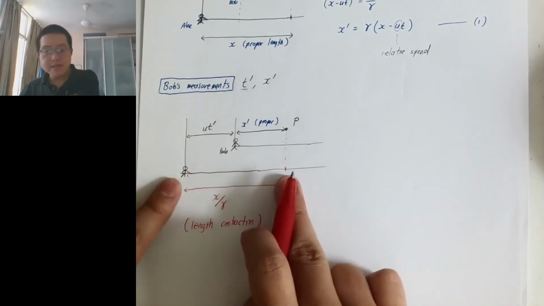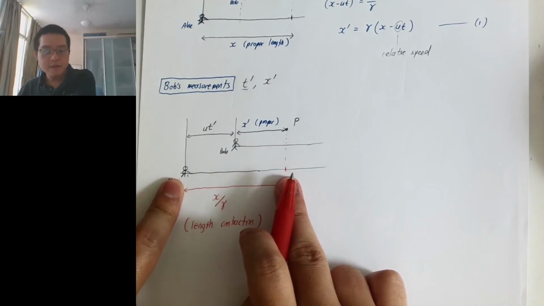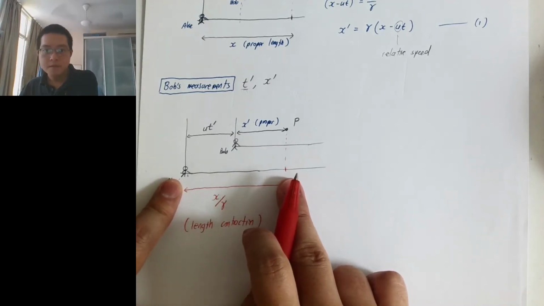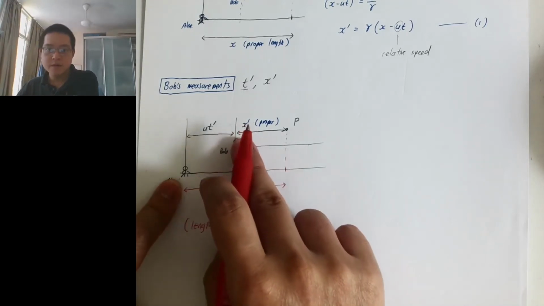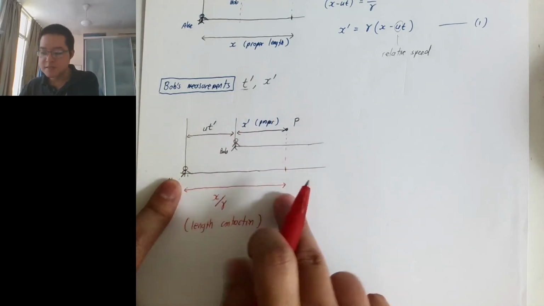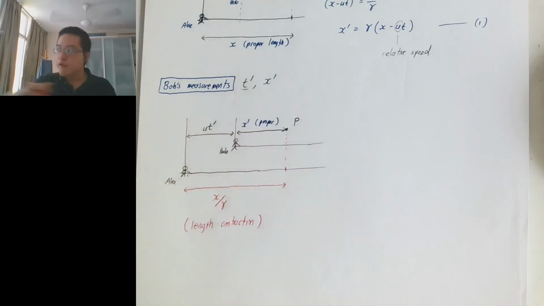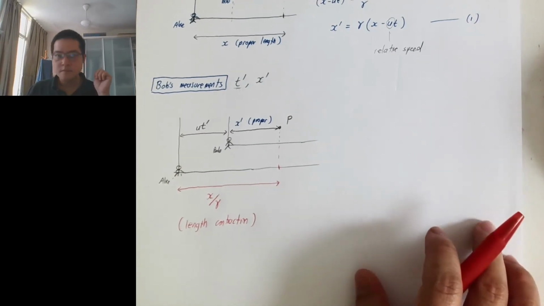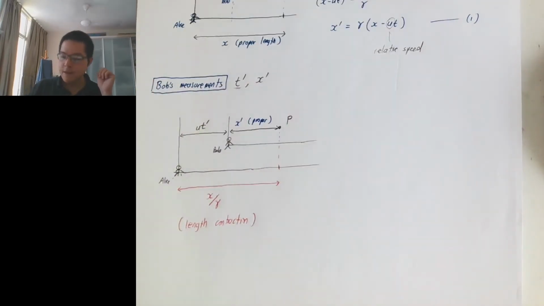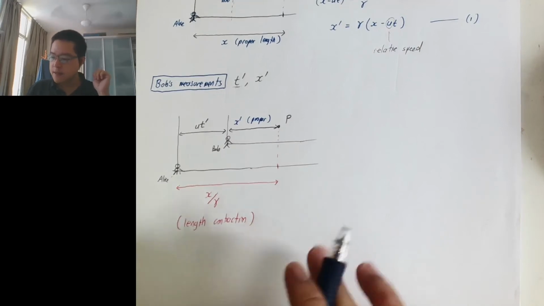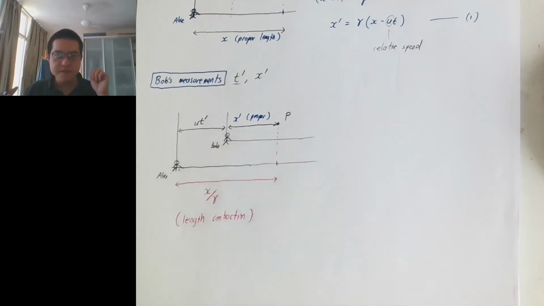Okay, so this is not a proper length for Bob, right? Because Bob is moving relative to this length. So if you are moving relative to a length, then it's not your proper length already. Okay, so this is the length contraction. So yeah, everyone agrees with this now, right?